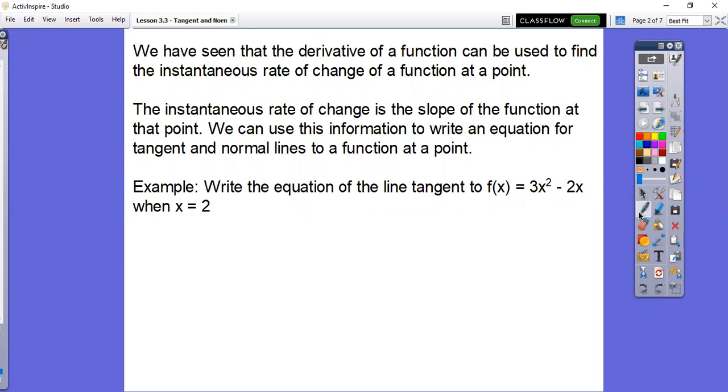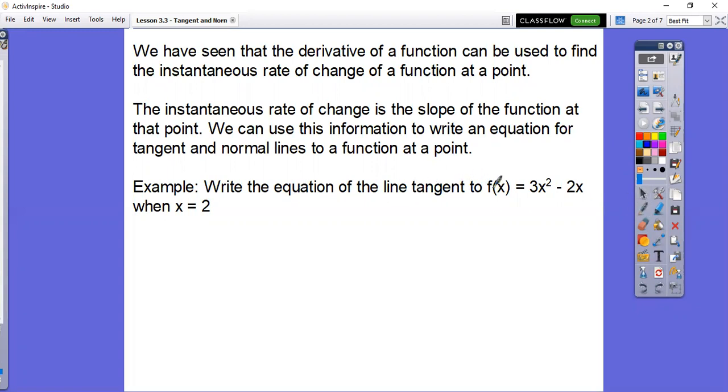We've already talked about the derivative. We know, hopefully it's been reiterated enough at this point, that the derivative of a function can be used to find the instantaneous rate of change of a function at a point. That instantaneous rate of change will be the slope of the line tangent to the curve at that point. So what we're going to do today is use that to help us write equations of lines tangent to different curves.